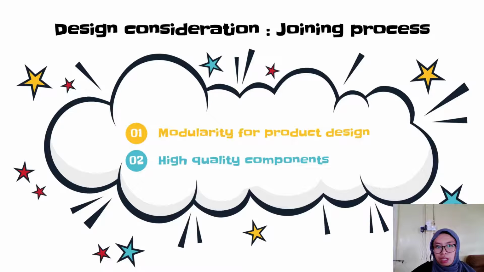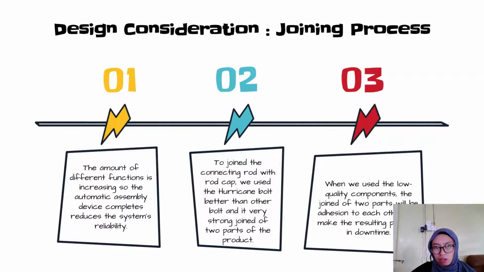The design considerations of the joining process are modularity for product design, as our product is a piston, and higher quality components. This continues from the previous slide. For modularity in product design, as the number of different functions increases, the automatic assembly device can reduce the system reliability.